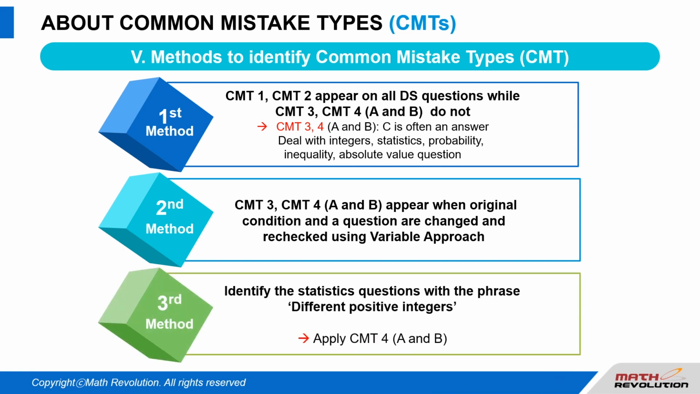The third method is to identify the statistics questions with the phrase different positive integers. When encountering these questions, be sure to apply CMT 4A and B. It is likely that DS questions dealing with a mixture of integers and statistics are 50 to 51 level questions. Be careful if these types of questions appear in the actual exam.